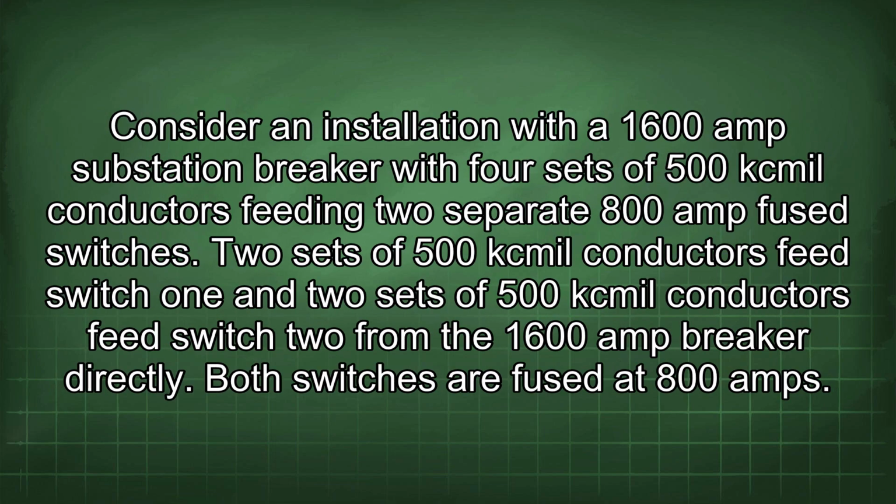Consider an installation with a 1600 amp substation breaker with 4 sets of 500 kcmil conductors feeding 2 separate 800 amp fuse switches. 2 sets of 500 kcmil conductors feed switch 1 and 2 sets of 500 kcmil conductors feed switch 2 from the 1600 amp breaker directly. Both switches are fused at 800 amps.